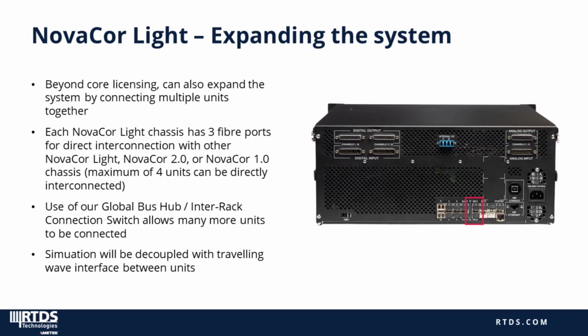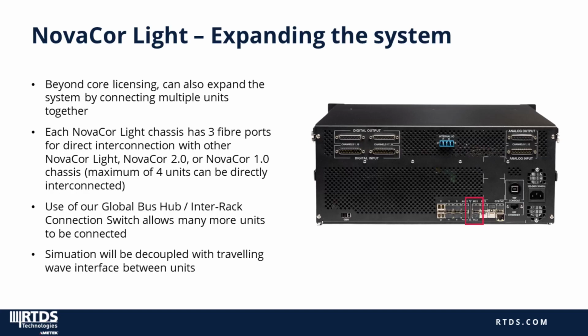We also have our regular global bus hub and IRC switch, which allow for scaling beyond this direct interconnection level. Those hubs can be used to expand considerably and have many, many units participating in a simulation. Just keep in mind that whenever you're connecting multiple chassis together, whether that's NovaCor Light, NovaCor 1.0 or 2.0, there will be a subsystem split. The simulation will be decoupled using a traveling wave interface between those units.